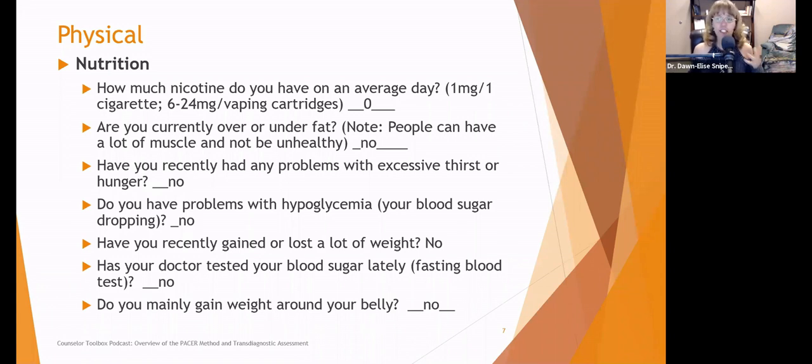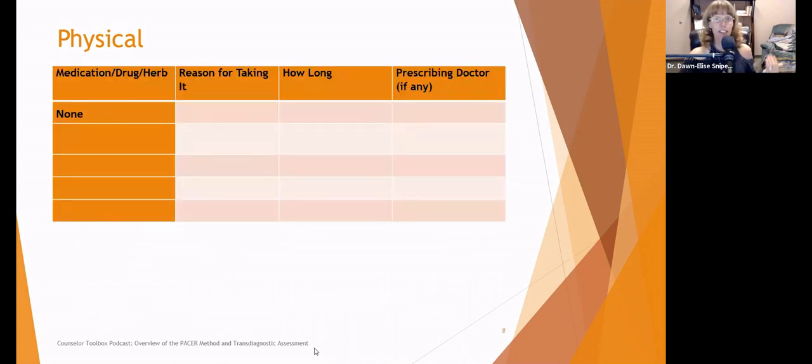Has your doctor tested your blood sugar lately? No, she hasn't had a blood test. Do you mainly gain weight around your belly? She says no. Okay, this is a good thing. This tells me that one of those factors indicating persistent HPA axis activation and cortisol problems, that metabolic syndrome, she doesn't have those factors. She doesn't have any risk factors for diabetes. So we're good. That's not going to contribute.